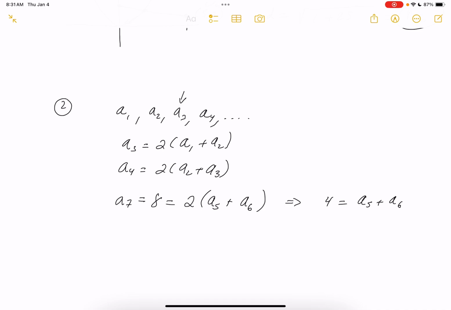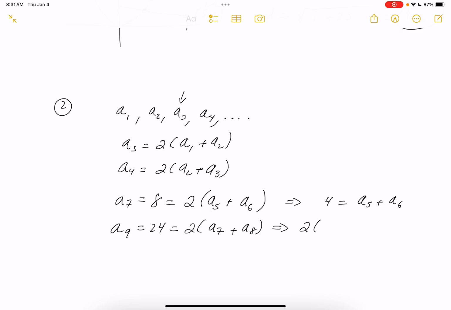All right, the 7th term of the sequence is 8, and the 9th term is 24. Put this over here. The 9th term is 24. Well, that's going to be twice the sum of the prior 2 terms. So it's going to be A8 and A7. Well, you know what? I know A7. Let me put this over here. What's A7 going to be?